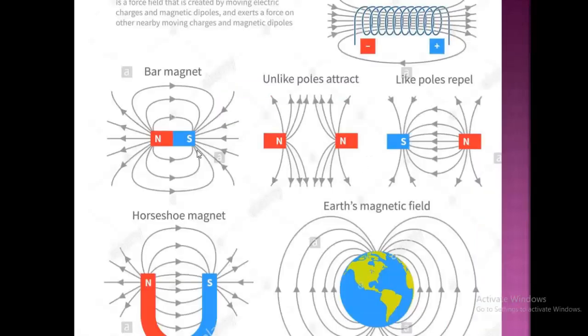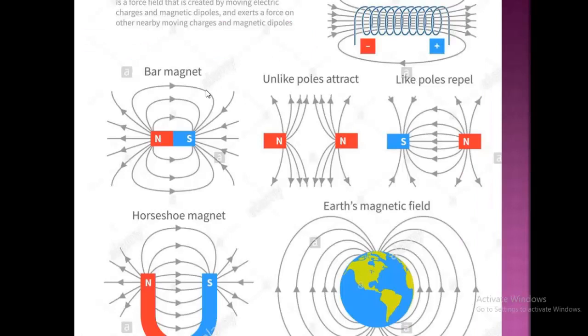Now you can see here, these are the magnetic field lines. In the case of a bar magnet, they move from north to south pole. When it is moving like that, if I want to find the direction of the magnetic field, I can draw a tangent like this. And if I want to know the magnetic field direction here, I can draw the tangent here.